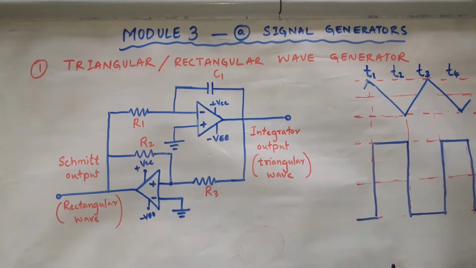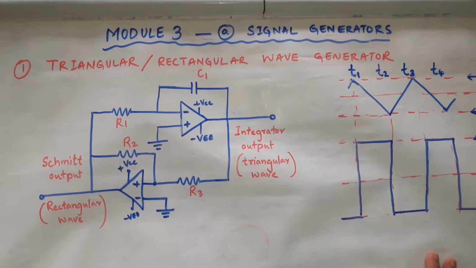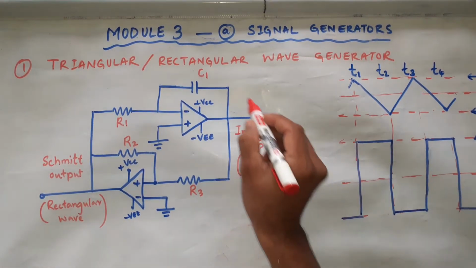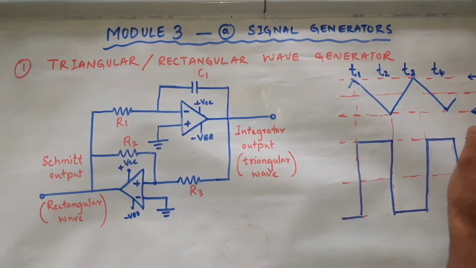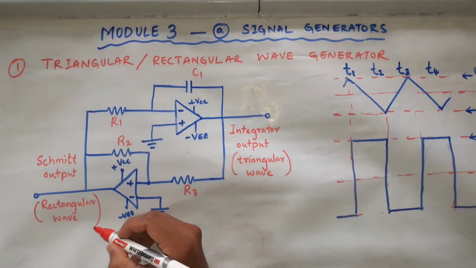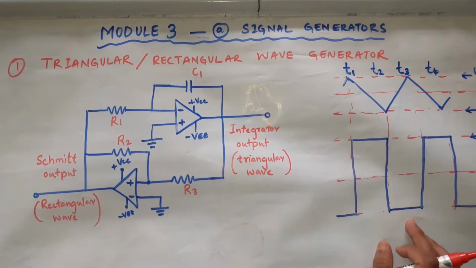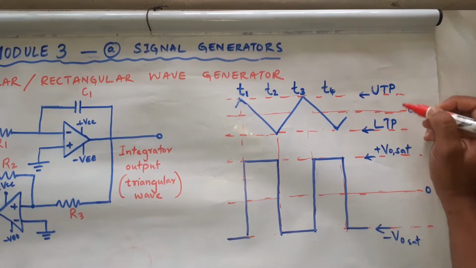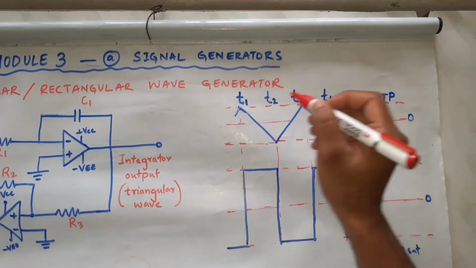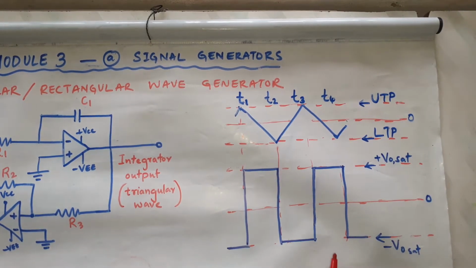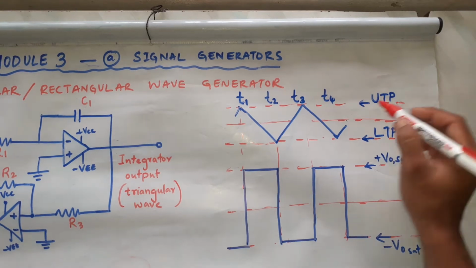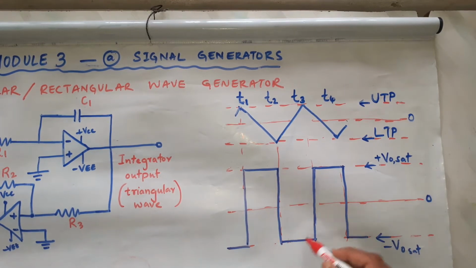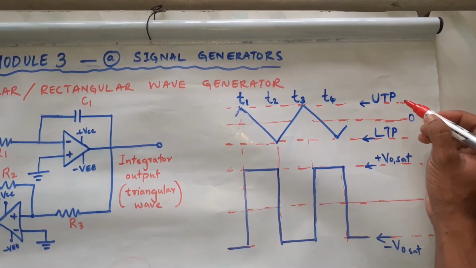All of you concentrate here. It's a very important topic from your exam point of view. This circuit diagram and this waveform are very important. The integrator will produce this triangular waveform, and the Schmitt trigger will produce this rectangular waveform. Now some important things here: there is something called UTP and LTP. Here the waveform has a lot of importance, and you will have some new terms. This is your integrator output, the triangular waveform, and this is your Schmitt trigger output, the rectangular waveform.